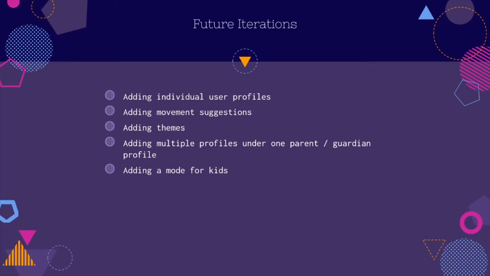Adding themes for kids. For example, if a boy liked zombies and he wanted to have a zombie app, he could do that, and every time he needed to take a movement break, he would have to run from the zombies because they were trying to eat his brains. Just an example. Adding multiple profiles under one parent and guardian. I would want to do that because then a parent or guardian could control the settings on a child's profile. And on that same note, with the themes, adding a mode for kids so that then they could have a simplified user interface and a little bit of an easier time navigating the app.